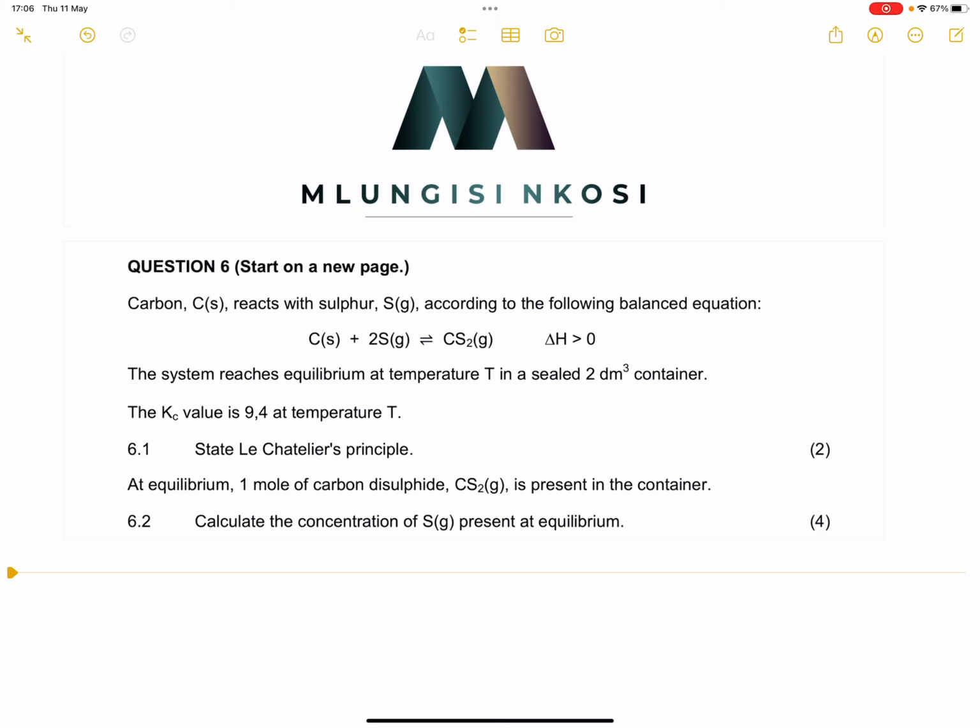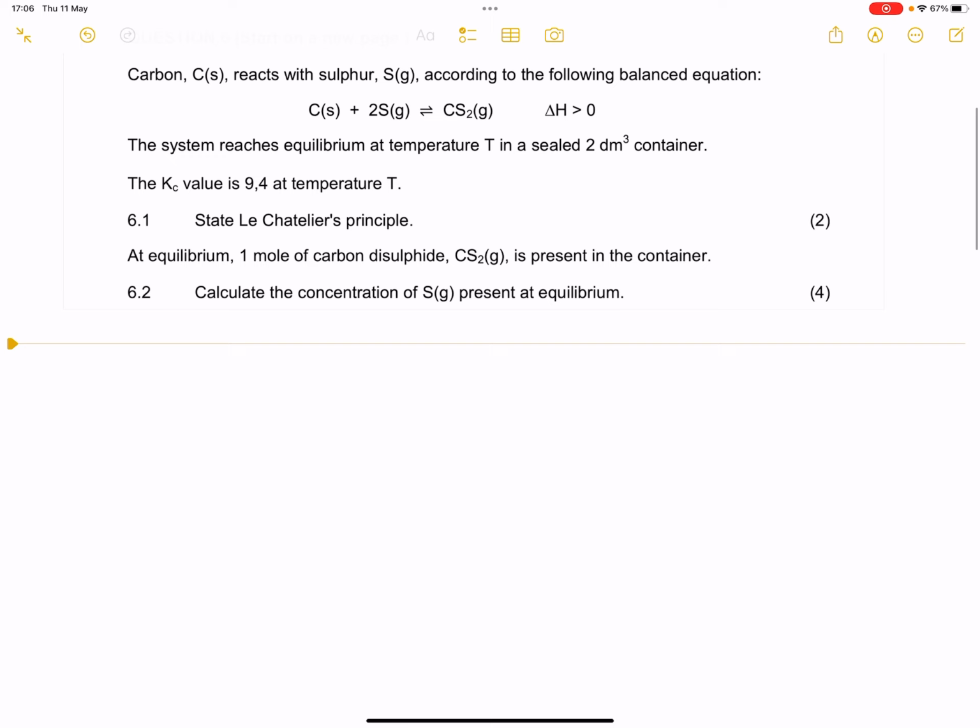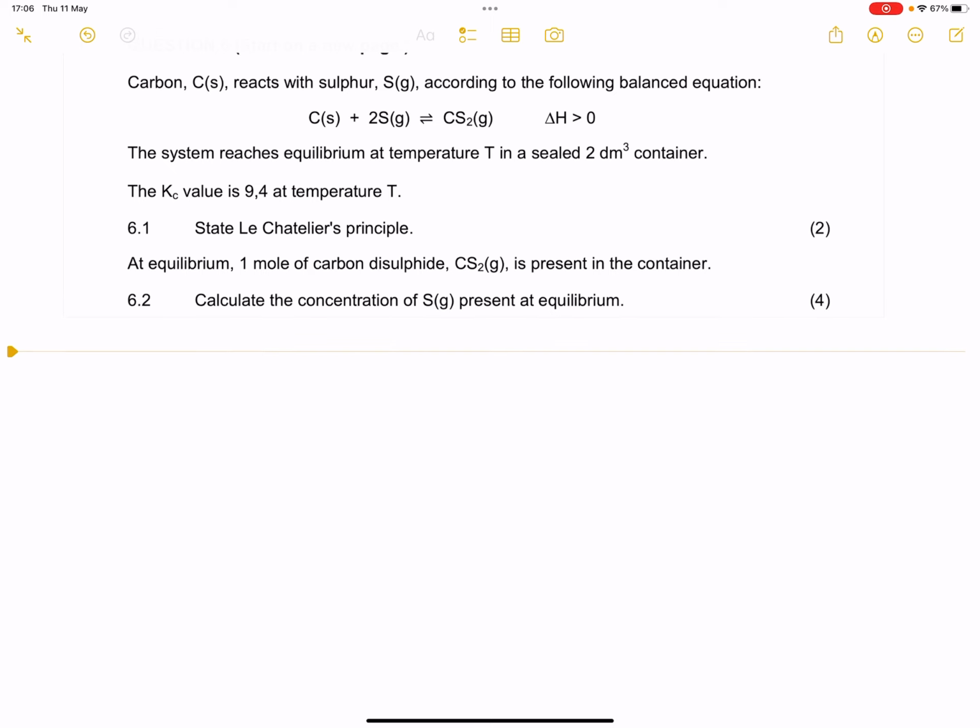All right, so let's have a look at this question. Carbon reacts with sulfur according to the following balanced equation. It's given there with delta H greater than 0. It tells us this is an endothermic reaction. The system reaches equilibrium at temperature T in a sealed 2 cubic decimeter container. The Kc value is 9.4 at temperature T.